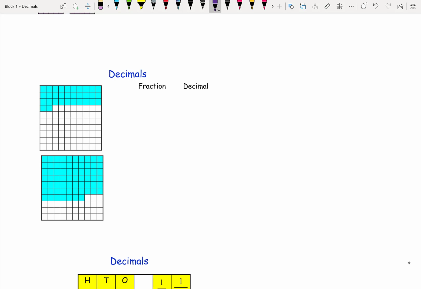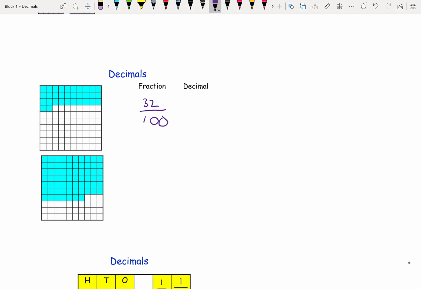So it's 10, 20, 30, 1, 2. So I've got 32 out of, well, there's 10 across the way, and there's 1, 2, 3, 4, 5, 6, 7, 8, 9, 10 down. So there must be 100 squares in this shape altogether. So that gives me 32 out of 100, 32 hundredths.